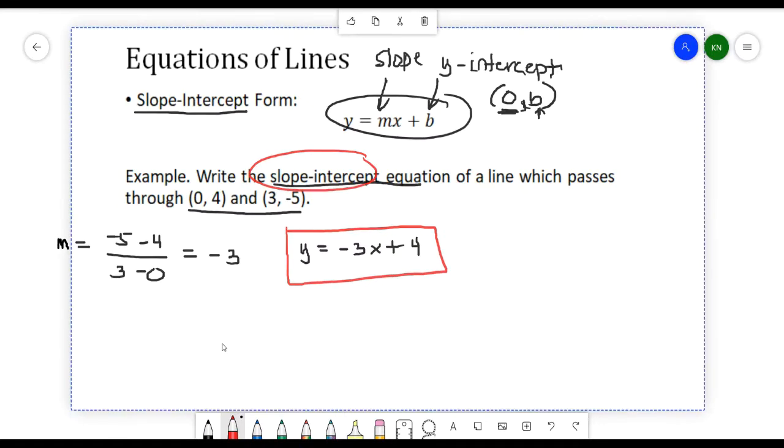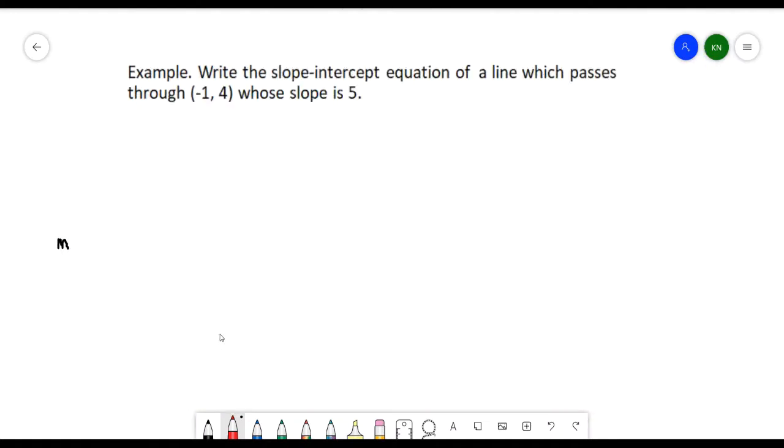Next example: what if we don't have the b? How can we solve for the b if the example here is given with the point (-1, 4) and the slope 5? Now in this case, the slope is given but b is not given. So still using slope-intercept form, again we have y is equal to mx plus b. So how can we solve for the value of b?